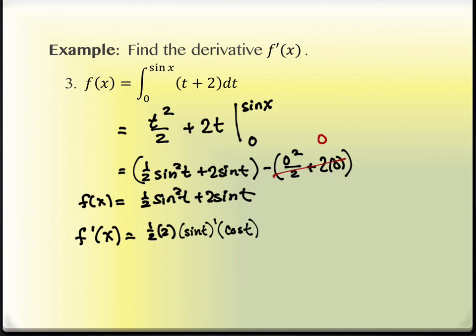So sorry. Okay, now we need the derivative of 2 sine t. So what is the derivative of 2 sine t? 2 cosine. 2 cosine of t.